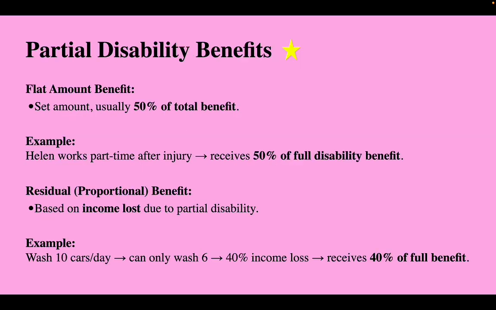Slide 4. Partial disability benefits. Partial disability benefits may be provided in different ways. A flat amount benefit pays a predetermined portion, often 50%, of the total disability benefit. For instance, if Helen is able to work part-time after an injury, she may receive half of her full disability benefit. Alternatively, residual or proportional benefits are based on the actual income lost due to partial disability. If someone normally washes 10 cars per day but can only wash 6 due to a disability, resulting in a 40% income loss, they would receive 40% of the full disability benefit.